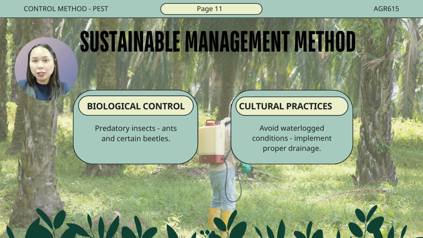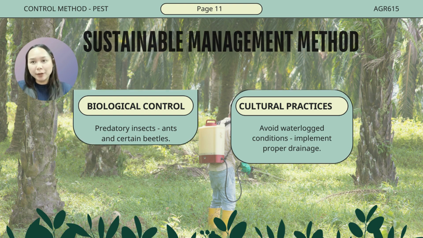Sustainable management methods to control the termites. First is biological control. It encourages the presence of natural predators such as ants and certain beetles which feed on the termites. Second method is cultural practices. Termites thrive in waterlogged conditions. Implement proper drainage to avoid excessive moisture in the soil which can attract termites.